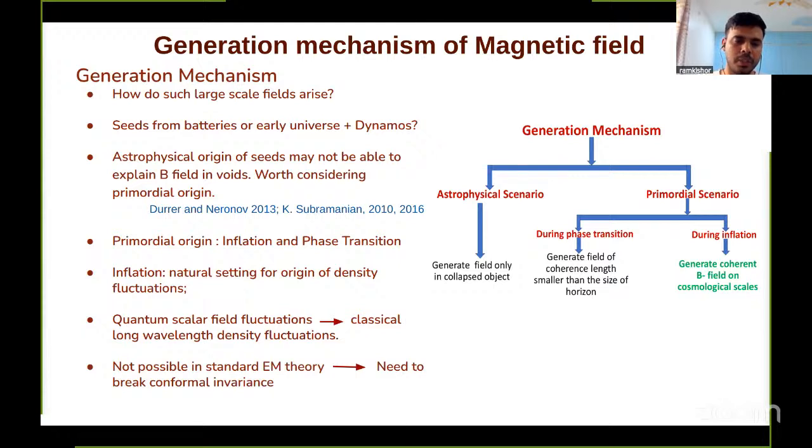And it turns out that it is not possible to generate a magnetic field, looking at this quantum mechanical nature of the electromagnetic field, and this turns out to be because of the conformal symmetry. And I will highlight in the next slide more about that, just to give you an intuitive way of what happens.